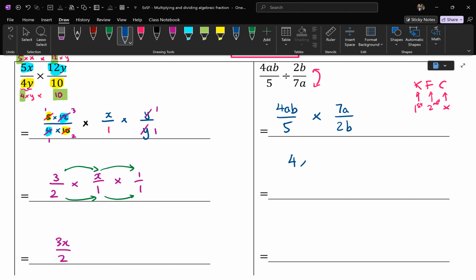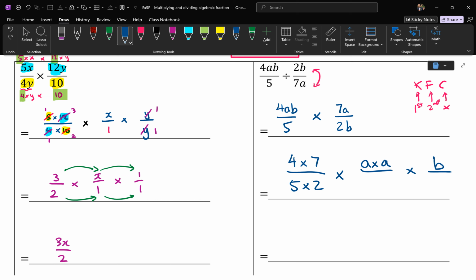I would do 4 times 7, because it's all times. 4 times a times b times 7 times a. So 4 times 7 over 5 times 2. So I just get all the numbers. 4 and 7 on the top, 5 and 2 on the bottom. Times, how many a's do I have on the top? 2. So then I write a times a. There's my 2 a's. So I haven't changed it. It's still there. Then I have 1b on the top as well. So I write times b. So 1b on the top.